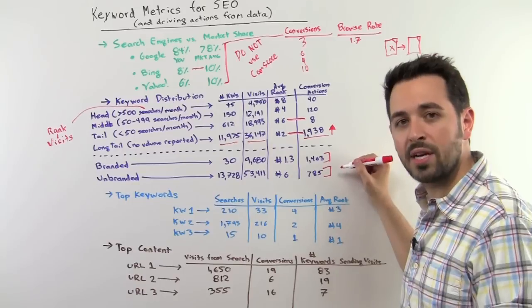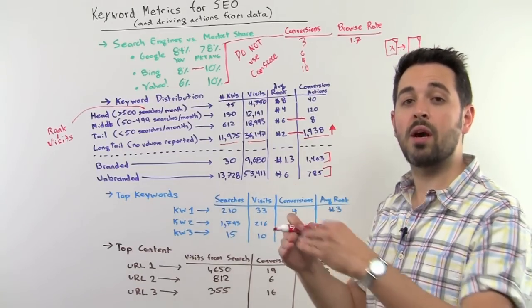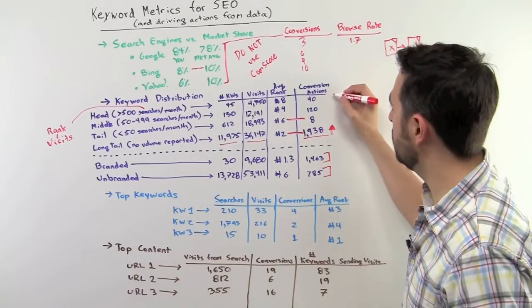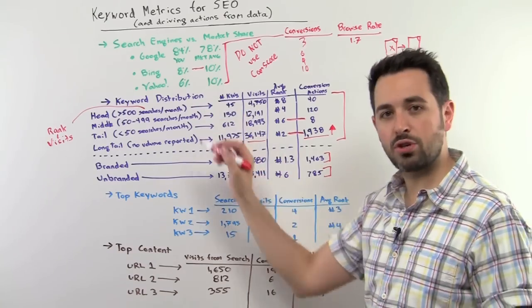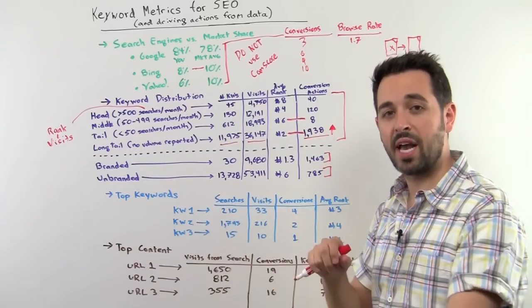And if you see unbranded going down, you might be thinking to yourself, well, either we're losing out in competitive rankings or we're losing out in the long tail. And then you can look up here into the keyword distribution curve and figure out where that's happening and why you're losing or gaining.